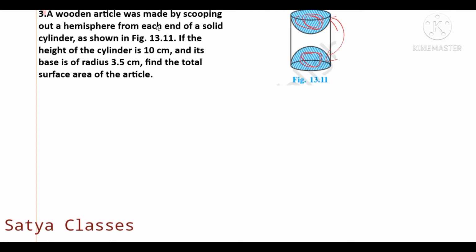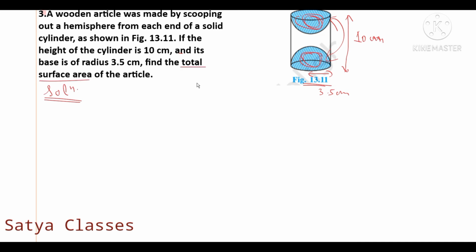So from each solid cylinder as shown in the figure 13.11, if the height of the cylinder is 10 centimeter, he is saying that this is a cylinder having the height 10 centimeter, and its base radius is also given to you, that is 3.5 centimeter. So find the total surface area of the article. So move to the solution part. He is again asking for the total surface area.